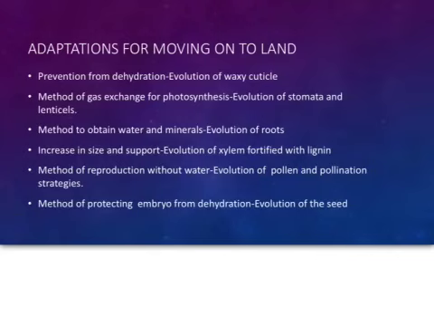Then somehow we still have to reproduce. Now, when we reproduced before, our little sporophytes and gametophytes could actually swim in the water that we lived in. But we're not in water anymore. We're now on land. So how are we going to get our gametes around without actual water? So we evolved pollen and pollination strategies. And then we have to somehow protect our growing embryo from dehydration. And we also have to supply it with some kind of food. So we developed or evolved the seed.